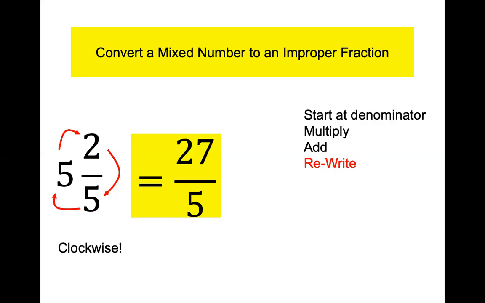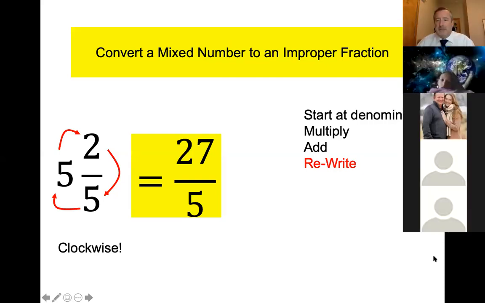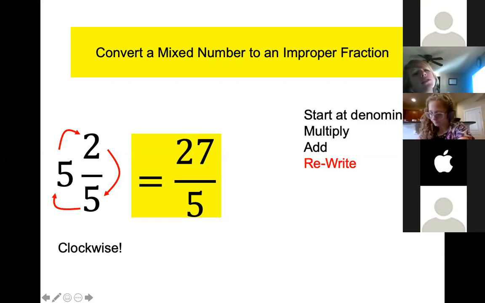Start with the denominator. You multiply by the whole number. Add the numerator all over the old denominator. It's 56. All right, everybody good?